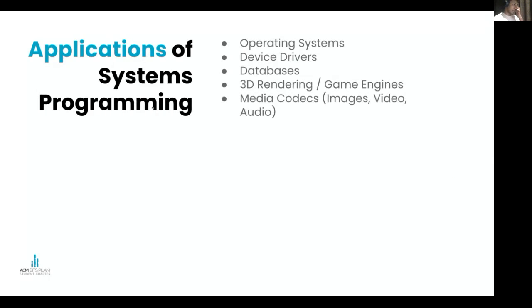Applications of systems programming. The very first thing that comes to your mind when you hear system is an operating system. The operating system is the most fundamental system you can have. You have a machine, you want to run programs on it. You can't directly run programs on it. You need to facilitate the communication between your machine and your programs. So the operating system does that. It lets you run whatever you want on your computer.